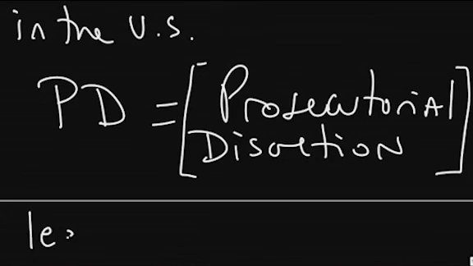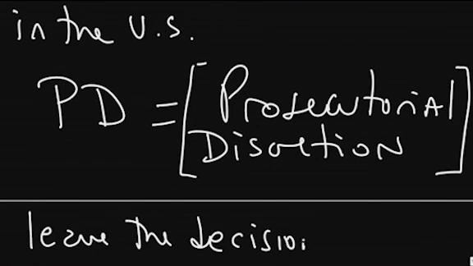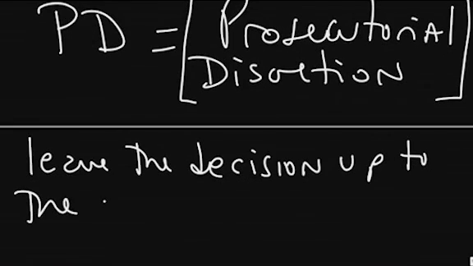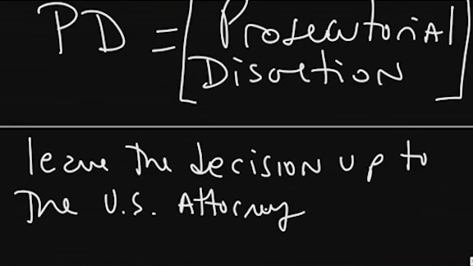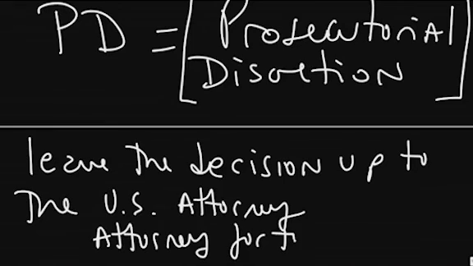Leave the decision up to, in this case, he will not be prosecutor, because this is a legal term. We don't have prosecutors in immigration court per se. It will be to the U.S. Attorney, or you can say the attorney for the U.S. government.